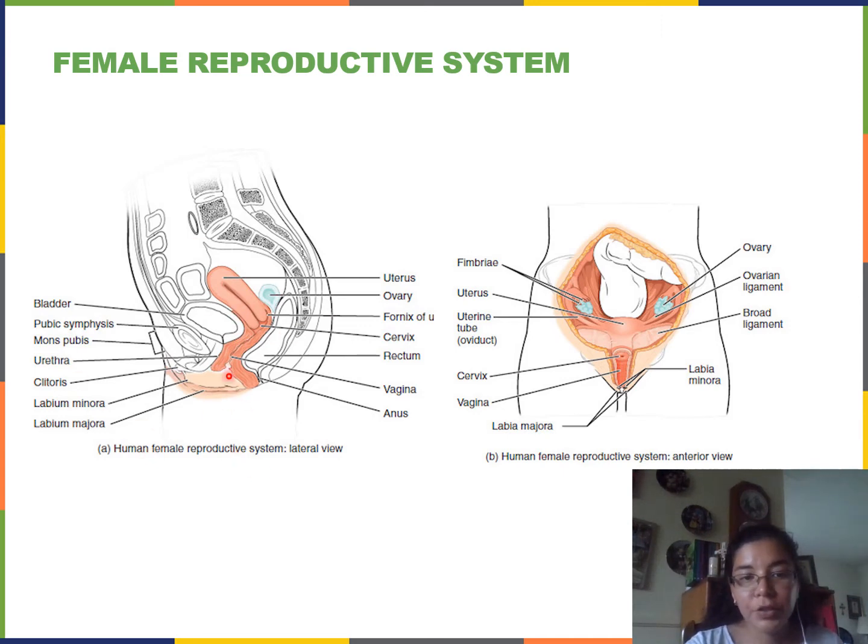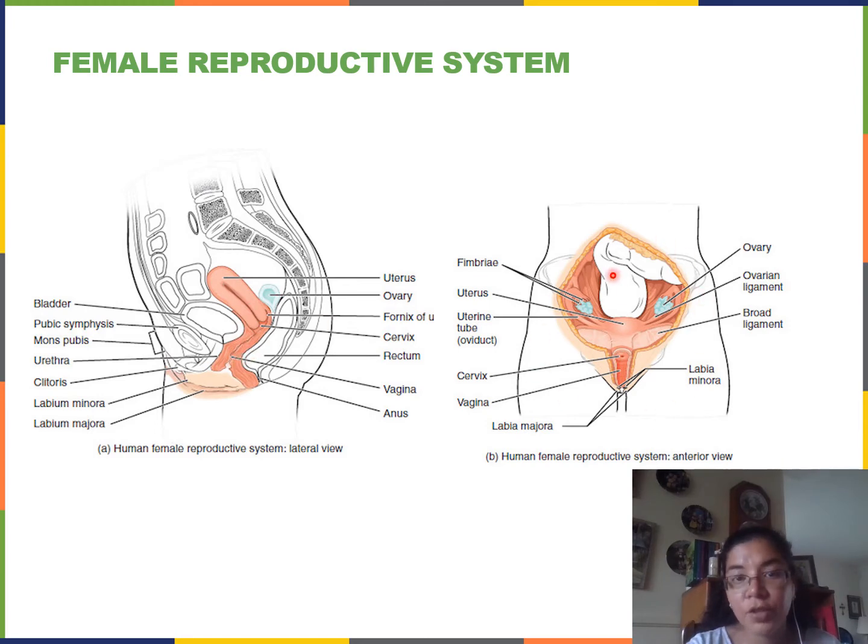So we have internal structures and external structures. The external structures include the clitoris, the labia minora, labia majora, and the internal structures include the uterus, the ovary, and the fallopian tube that you can't really see here in this lateral view. So the uterus leads to the cervix and then the vagina.